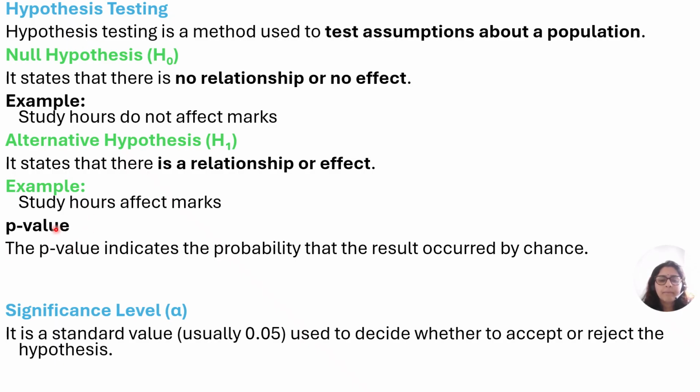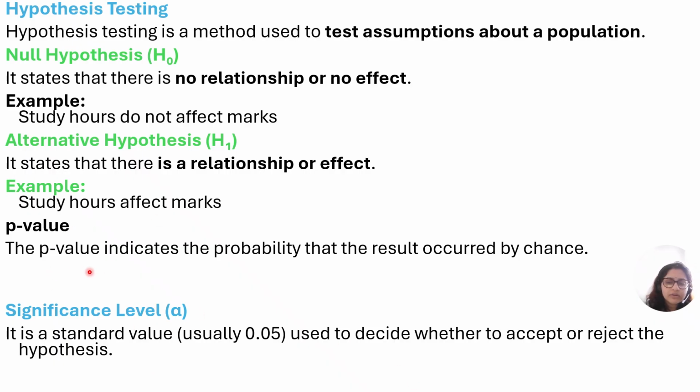Then comes the p-value. The p means probability. It will indicate the probability that the result occurred by chance. If the researcher has got any result, then the p-value will tell whether that result is by probability or by mere chance. So in hypothesis testing, you should remember null hypothesis, alternative hypothesis, and p-value.